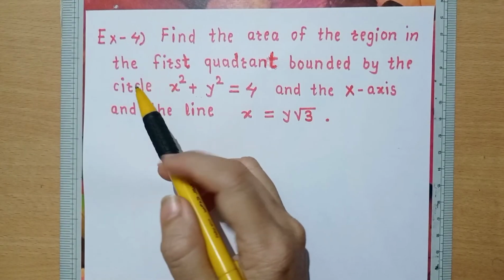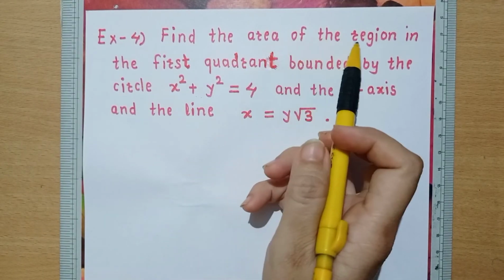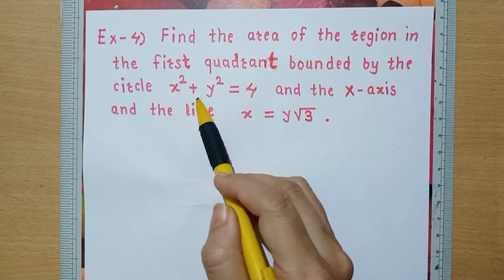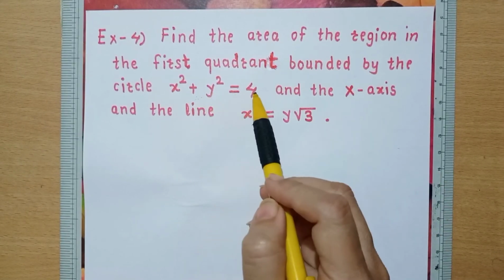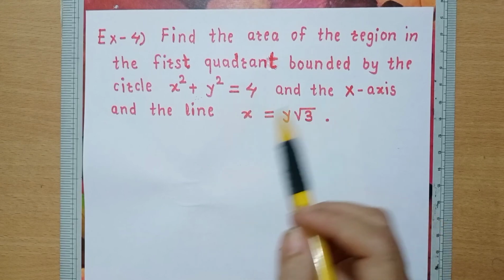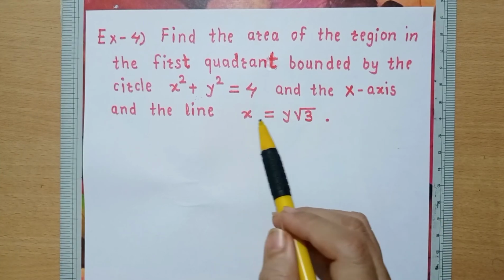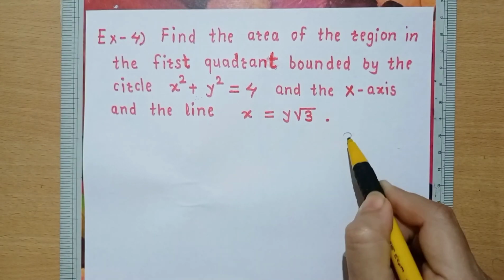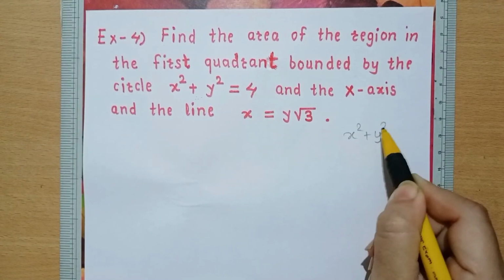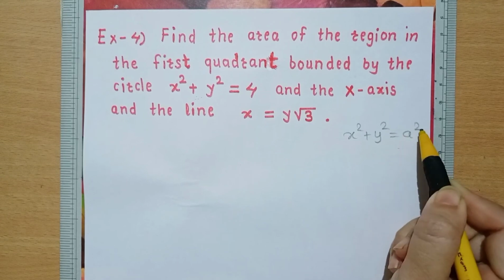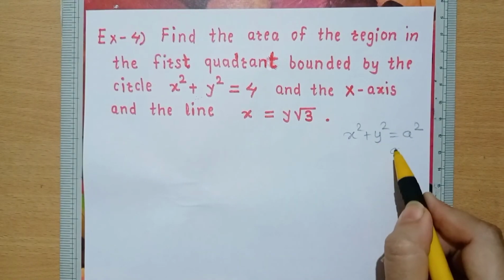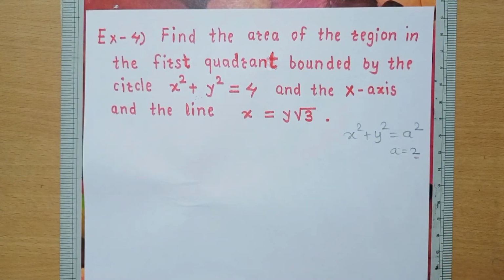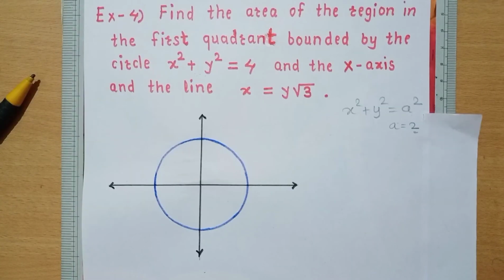This is our fourth example. Find the area of the region in the first quadrant bounded by the circle x square plus y square equal to 4 and the x-axis and the line x equal to y root 3. So this circle is in the standard form x square plus y square is equal to a square. Value of a is 2. So first we will draw the circle of radius 2 units.